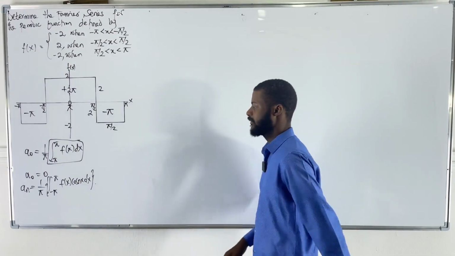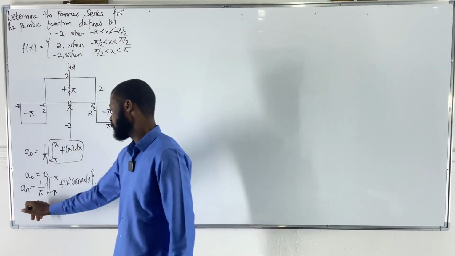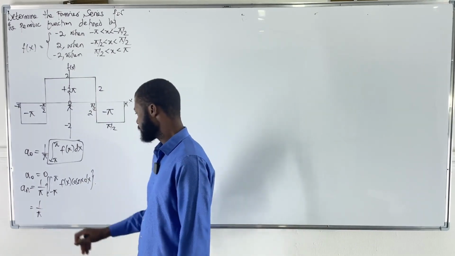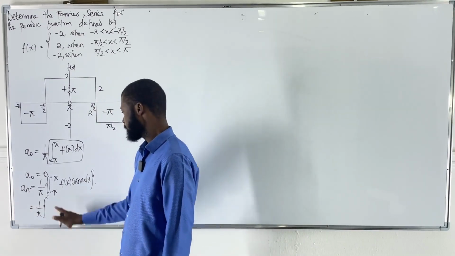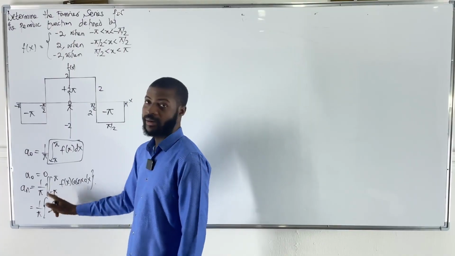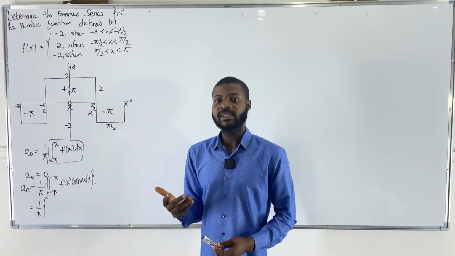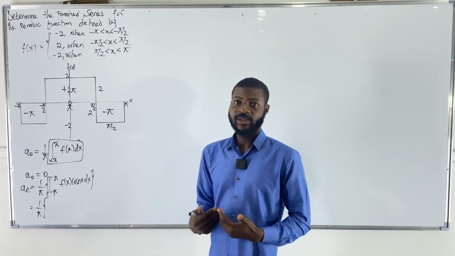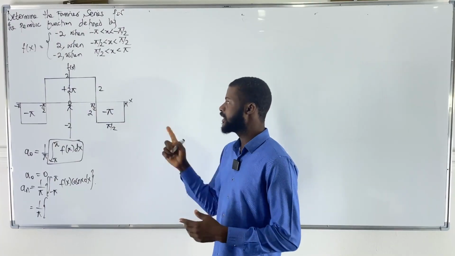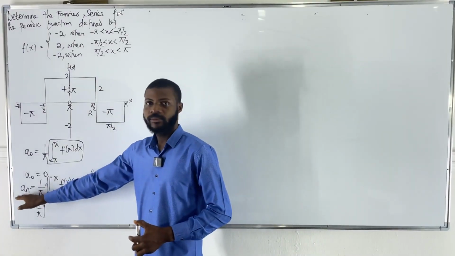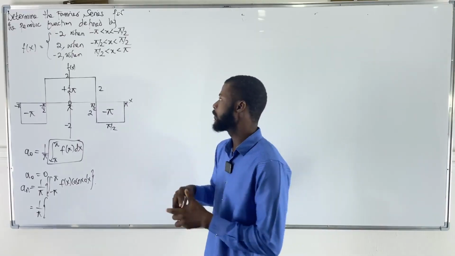Okay, so this is what we have. So this will become 1 over pi. Then I'm going to be saying the integral this time around. Please take note, even if this is an even function, another reason why we need to understand what even functions are is when you look at this graph, it actually looks like cosine. So a_n will not be 0. a_n will not be 0 because this graph looks like cosine.